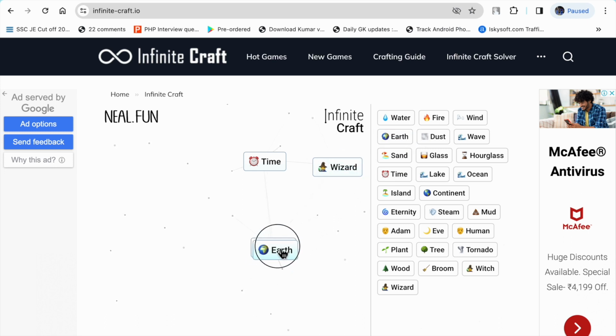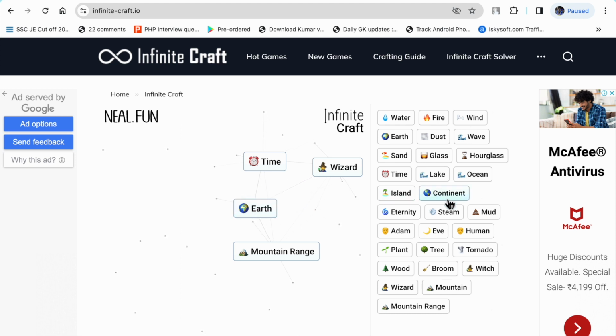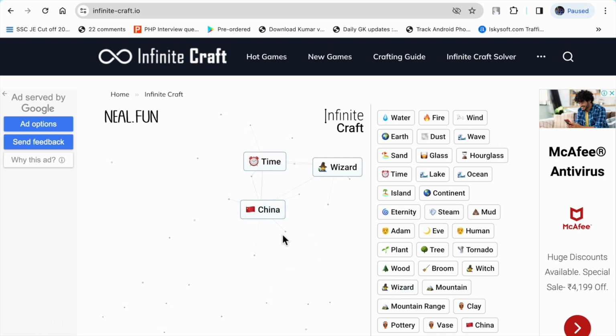Now earth plus earth. Now makes mountain. Now mountain plus mountain. This makes mountain range. Now earth plus mud. This makes clay. Now clay plus fire. This makes pottery. Now pottery plus pottery. This makes vase. Now vase plus mountain range. This makes China.